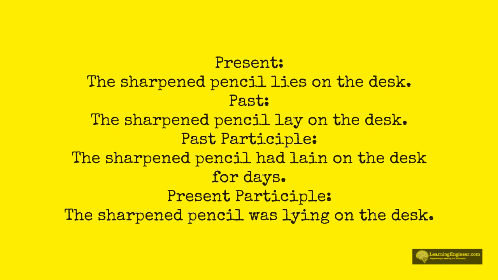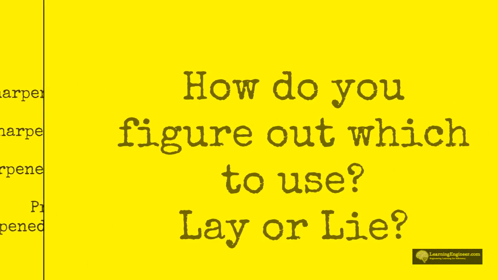So here we have some example sentences. So the present tense, lie. The sharpened pencil lies on the desk. For the past tense, we have the sharpened pencil lay on the desk. For the past participle, we have the sharpened pencil had lain on the desk for days. And for present participle, we have the sharpened pencil was lying on the desk.